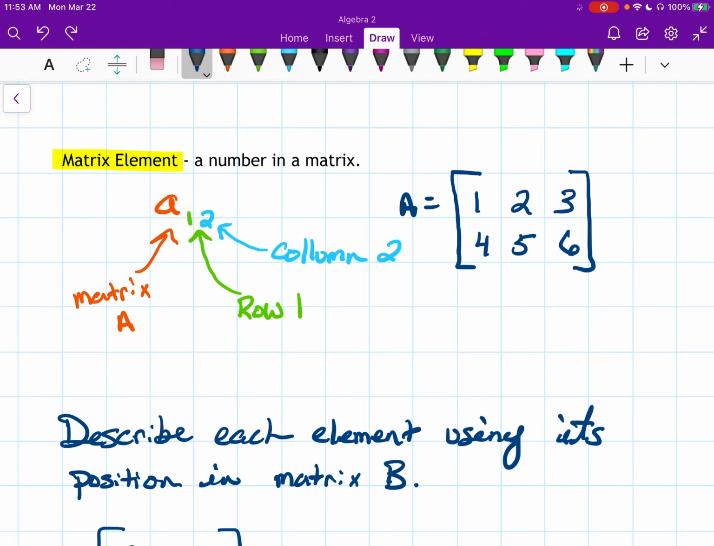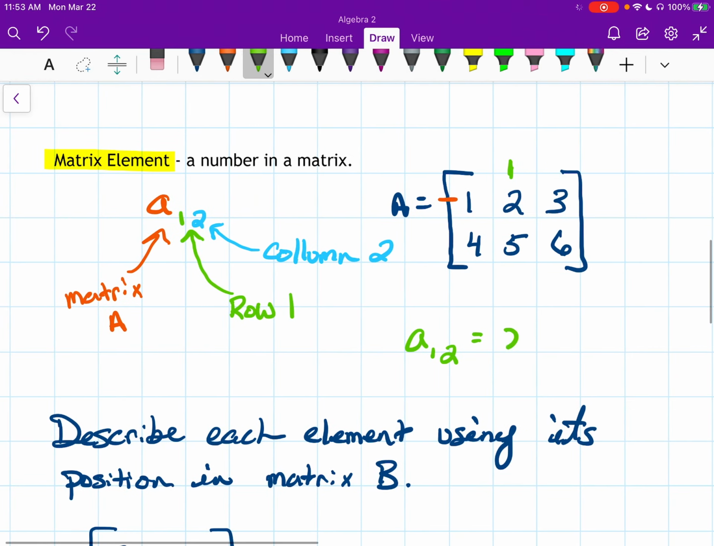So row 1 is this row, or here I'll use orange. This row. Column 2 is this column. They overlap at 2. So we could say a 1,2 is 2. Right? Again, the row goes first.